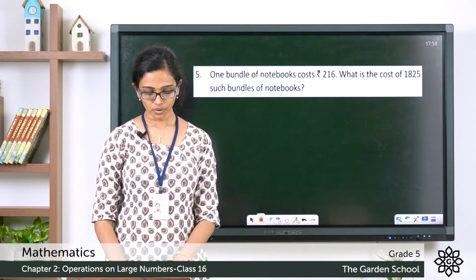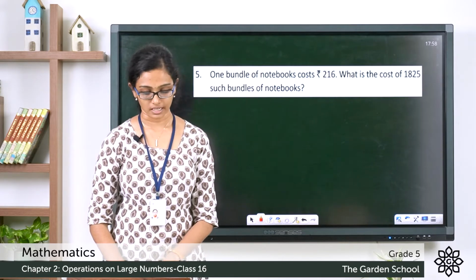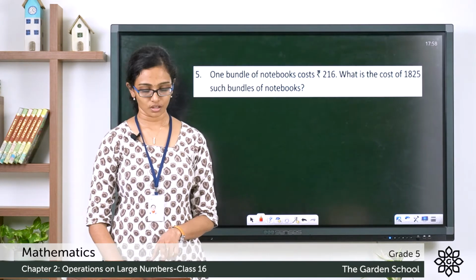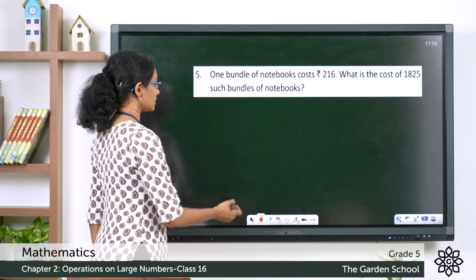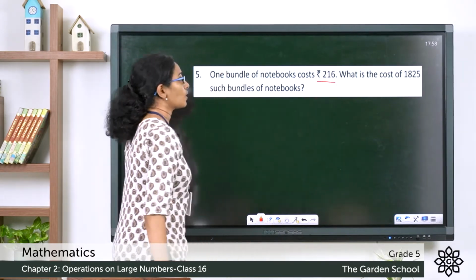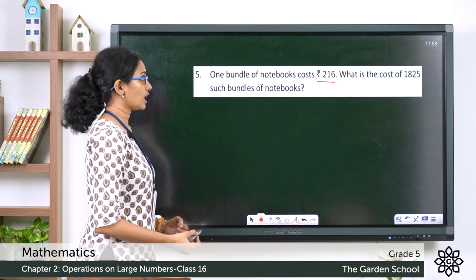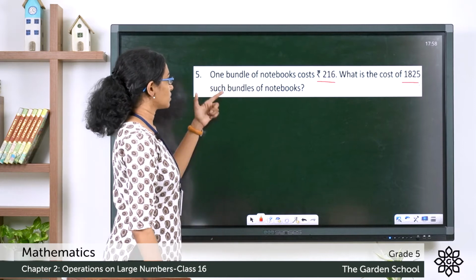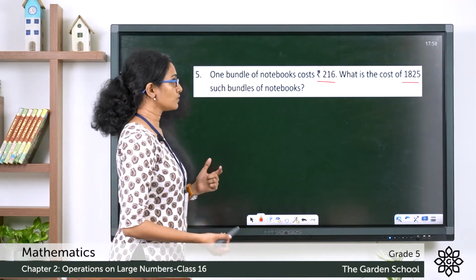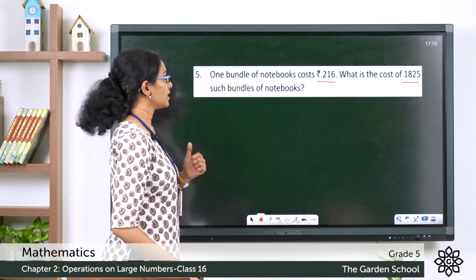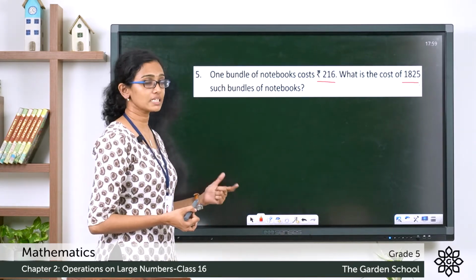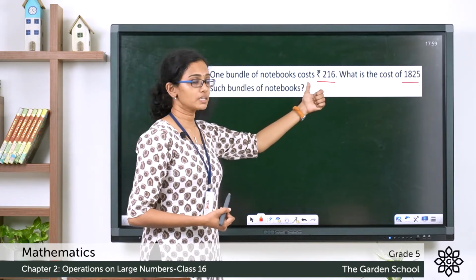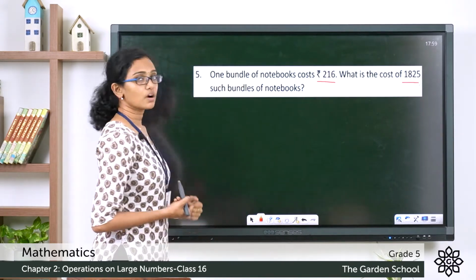One bundle of notebooks costs rupees 216. What is the cost of 1,825 such bundles of notebooks? So, it is given in the question. So, this is the price of one bundle of notebooks. We have how many bundles? 1,825 bundles of notebooks. We have to find out the total cost of these 1,825 bundles. How do we find the total cost in this case? If you are given the price of just one, we have to multiply the cost of one bundle into the number of bundles we have.